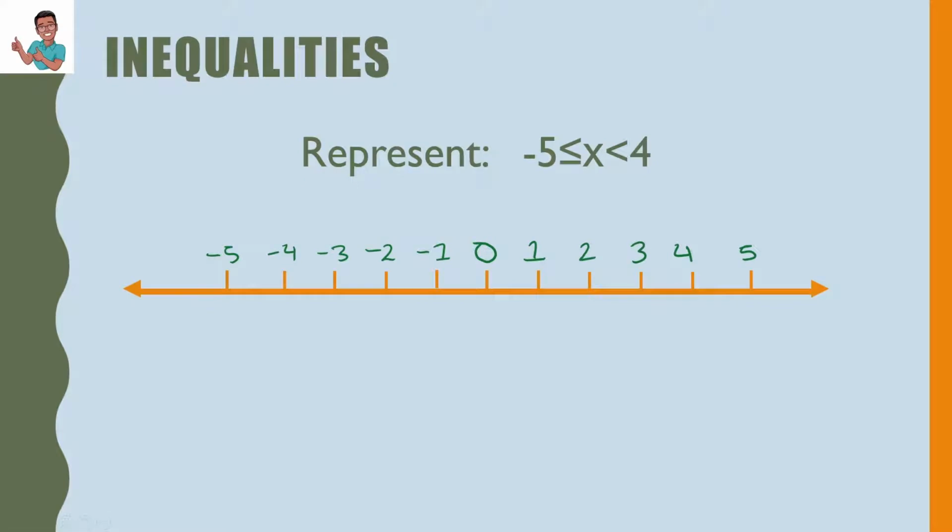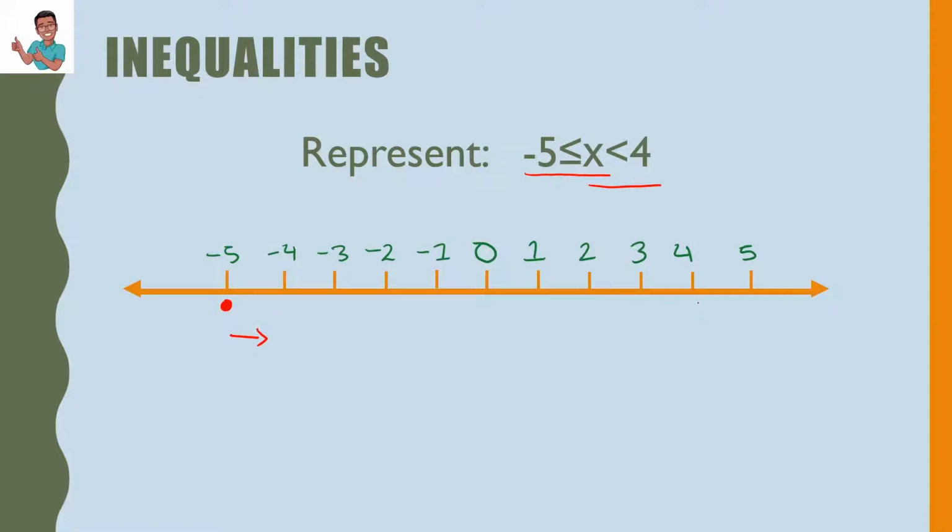Let's have a look at an example. The question is asking us to represent -5 is less than or equal to x, which is less than 4. Let's split this into two parts. We'll focus on the first part. We know we have a -5 here. That means -5 has to be in our answer. We'll draw a circle around -5. It is saying that -5 is less than or equal to x, so we have to shade it in. x is going to be greater than or equal to this number, so we know it's going to be moving in this direction.